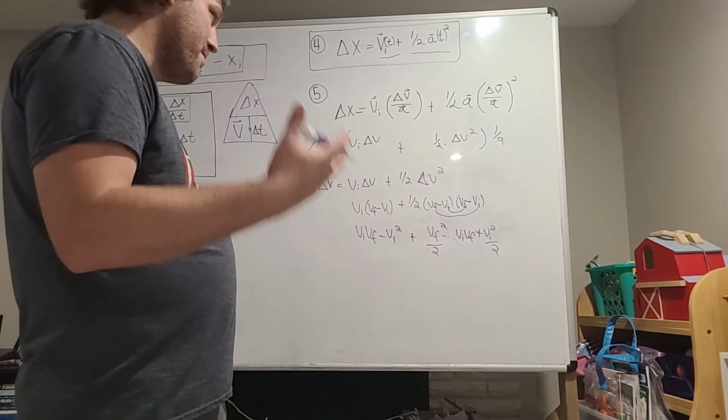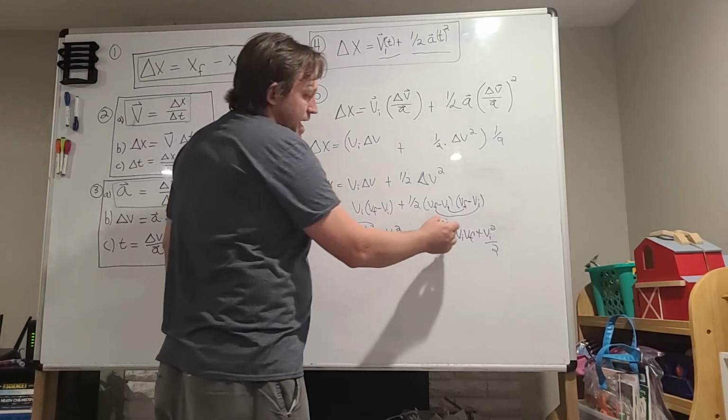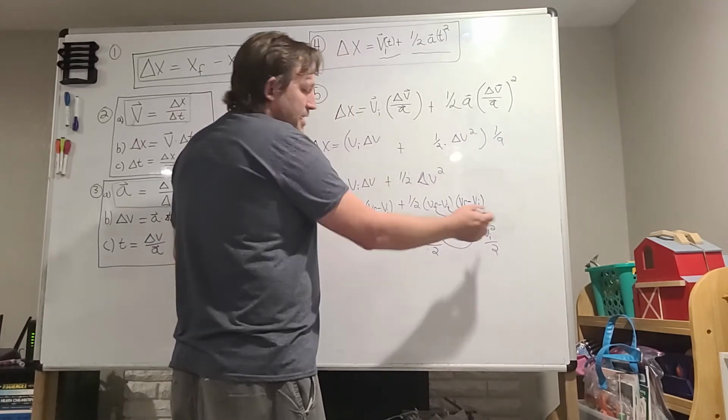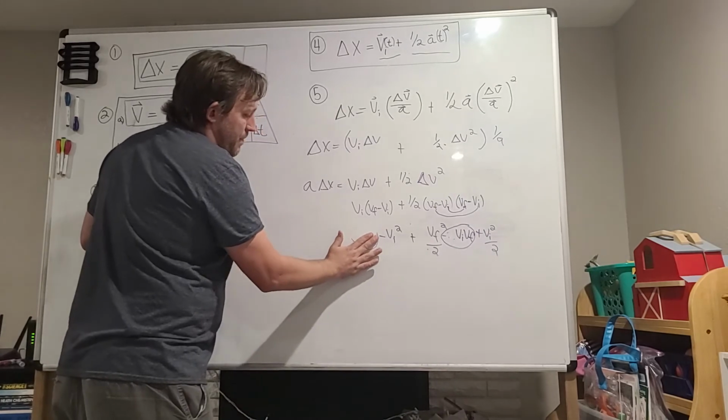Let's simplify it even more. We have a vi vf here, and we have a negative vi vf here. And because everything's being added and subtracted, we can just combine those right off the bat, getting rid of both of them.